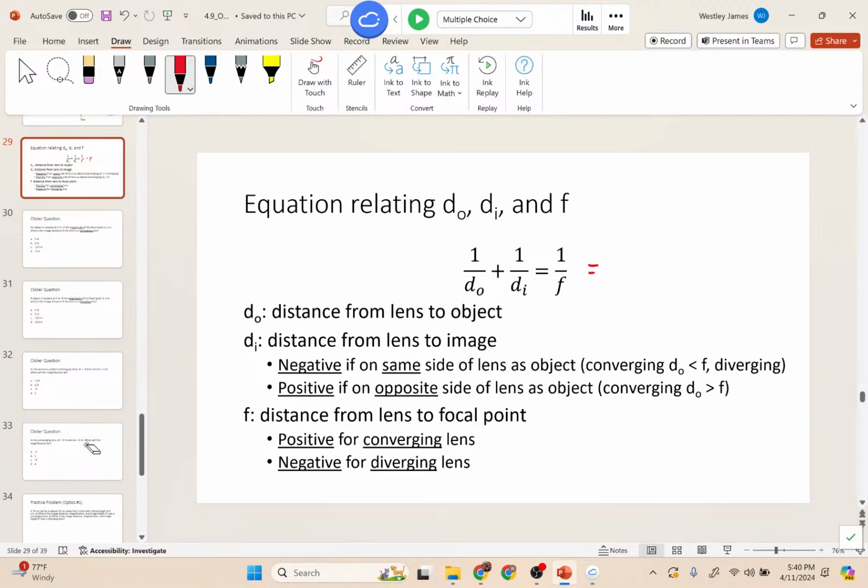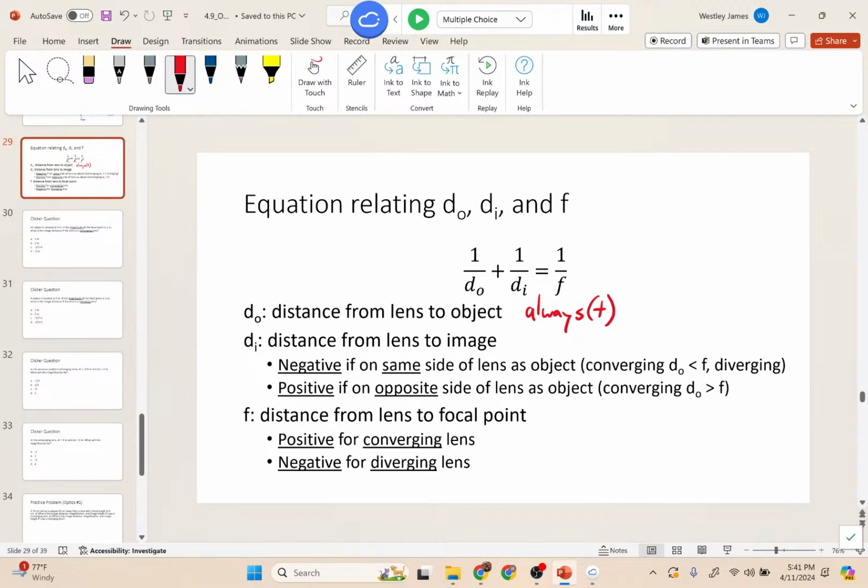1 over the distance of the object plus 1 over the distance of the image equals 1 over F. The rules: DO is always positive. The rules for DO and F are really easy to remember. And I'm going to do my best to make the rules for DI really easy to remember. DO is positive, always. When you plug DO into these equations, it will always be positive. You're working with mirrors, positive. Working with lenses, positive. DO is always positive.